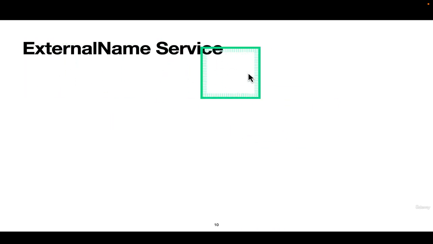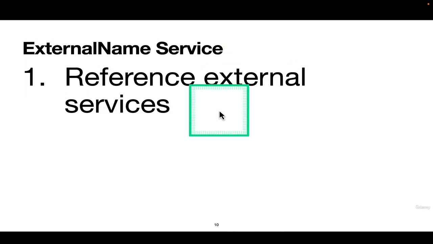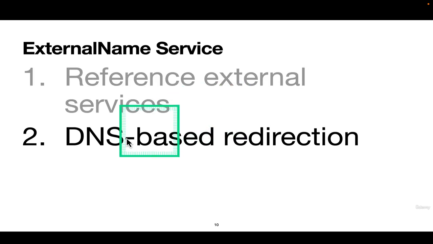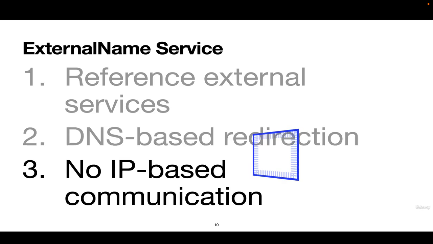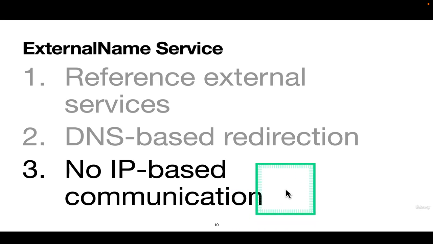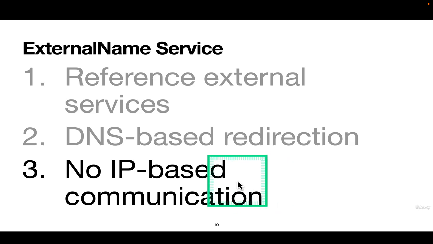Next, the last one is the ExternalName service. Reference external service: ExternalName services are used to reference external services outside the Kubernetes cluster by their domain name. DNS-based redirection: this service type relies on DNS-based redirection, allowing clients to connect to the external service using the same domain name as the Kubernetes service. No IP-based communication: unlike other service types, ExternalName does not involve IP-based communication, and there is no virtual IP or proxying involved.